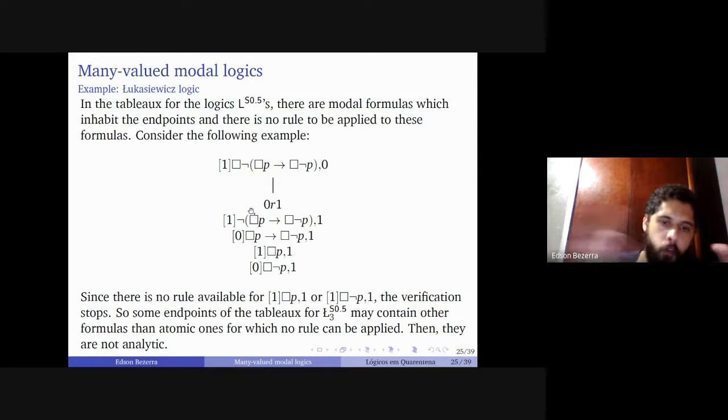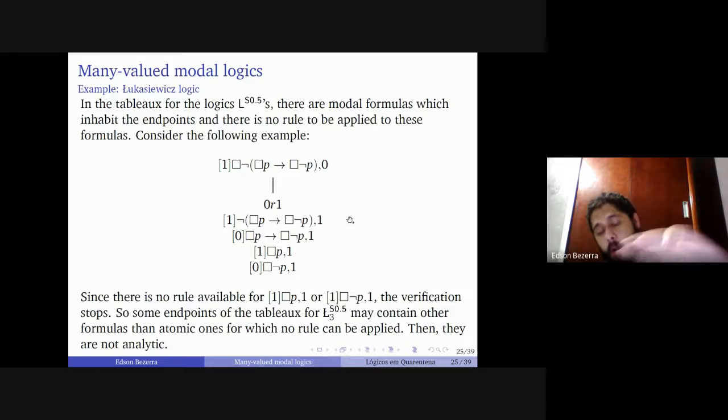So some endpoints of the tableaux for Lukasiewicz logics extended to the modal Lukasiewicz logics may contain formulas other than the atomic ones. In a wider sense, we cannot say that these tableaux are analytic, because we cannot decompose these tableaux to propositional variables in general, because of examples like this.